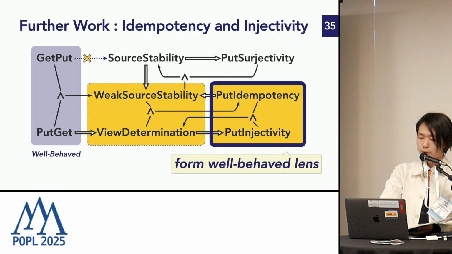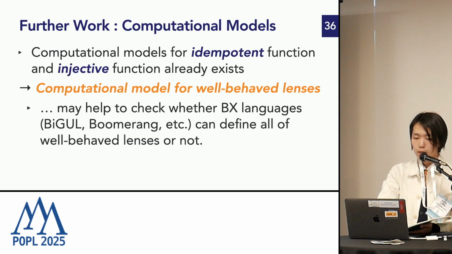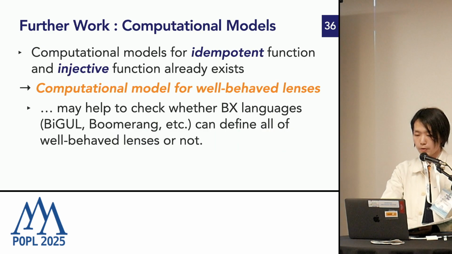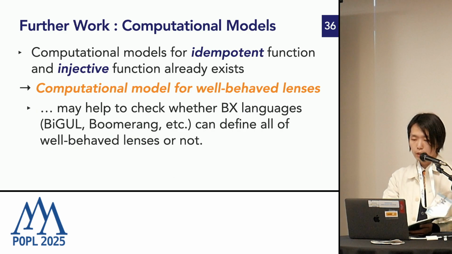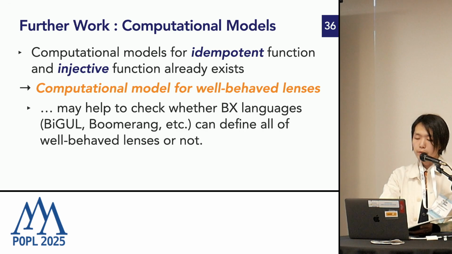And let me talk about further work. We showed that put idempotency and put injectivity are enough to form a well-behaved lens. The computational models for both idempotent and injective functions already exist. By combining them, the computational models for all well-behaved lenses may be obtained. And this model may help us to check whether the programming languages used in BX can define all well-behaved lenses or not.